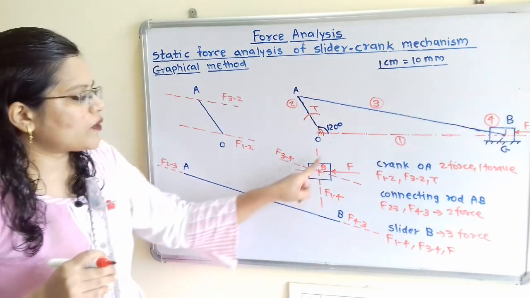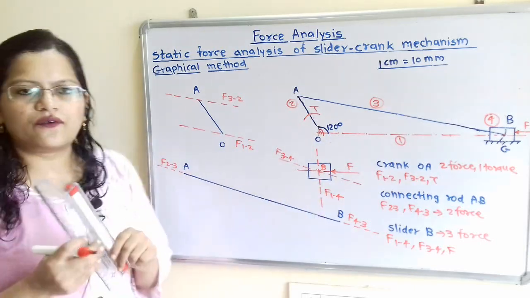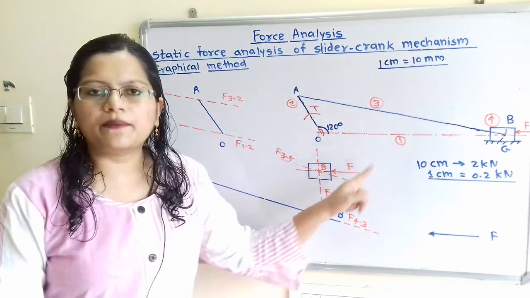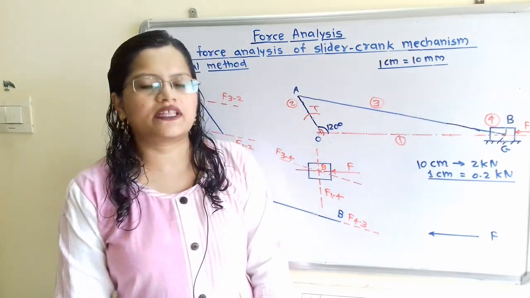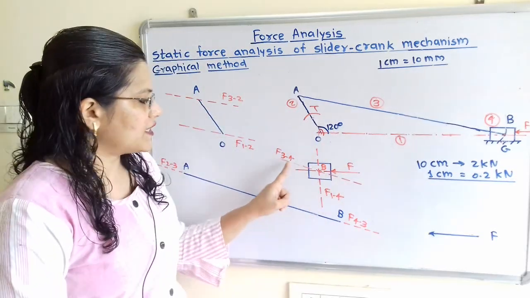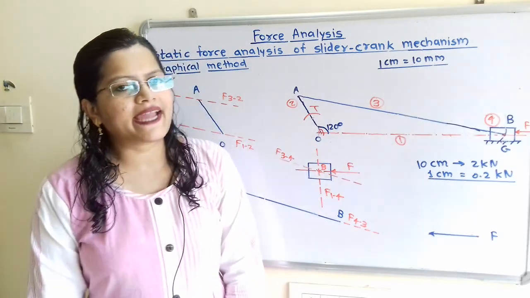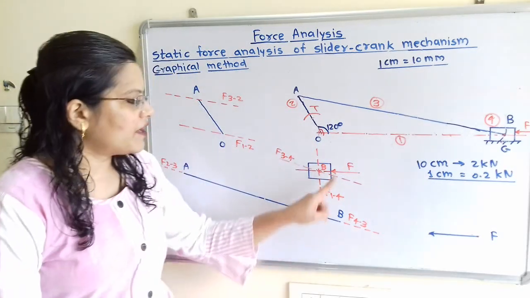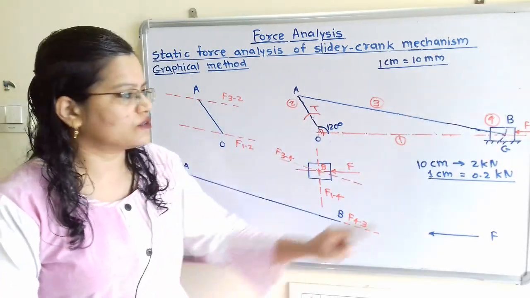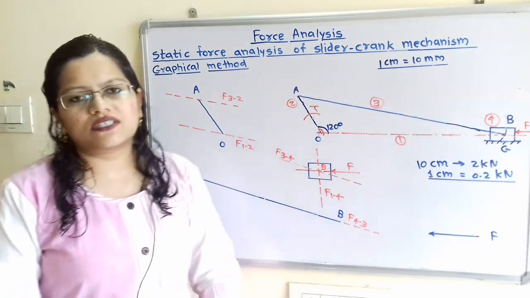Now we don't know the magnitude as well as the direction for all these forces. This slider is a 3 force member, and we have to show here the force polygon. Now out of these 3 forces, there are 2 forces for which we don't know the magnitude as well as direction. But for the force F, we know the magnitude as well as direction. So F is equal to 2 kilonewton and the direction is towards the left hand side.